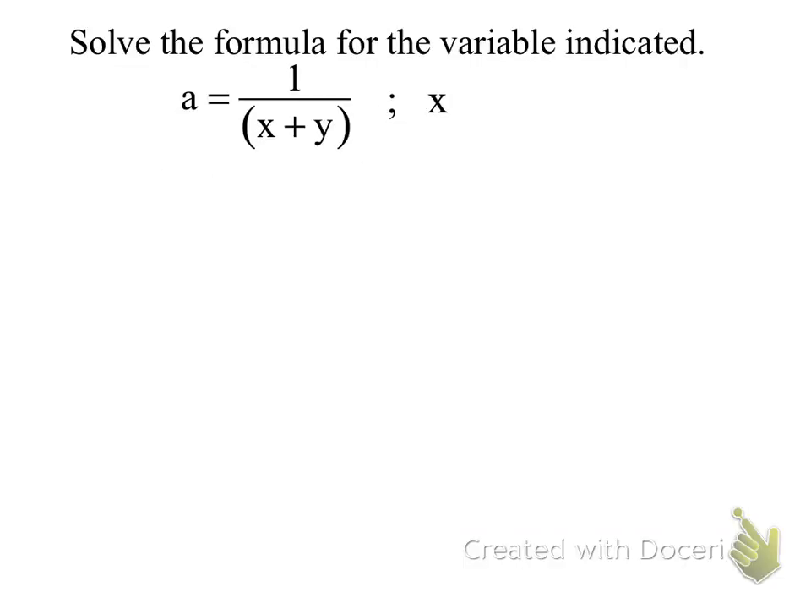All right, this is the last one. It's kind of tricky. A equals 1 over x plus y. So when you have something in the denominator, you really can't get rid of it right away. The very first thing, if you're solving for something that's in the denominator, you have to get it out of the denominator. So what are we going to do? Multiply the whole denominator out. So I'm going to multiply by the quantity x plus y. Now you can do this two different ways.